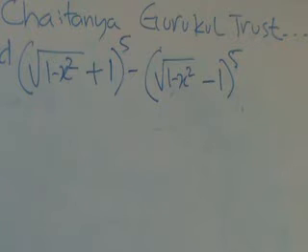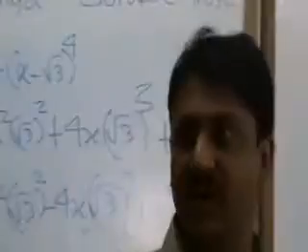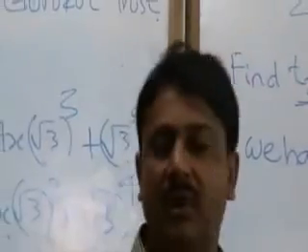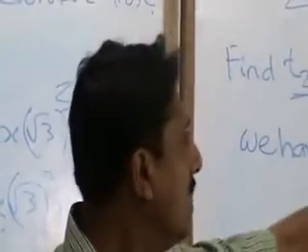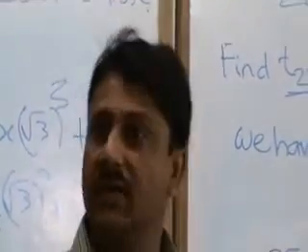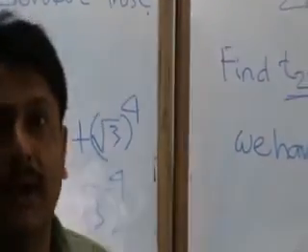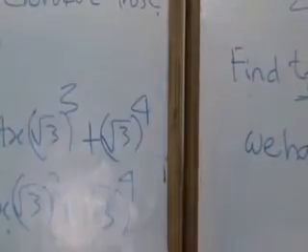Now we generally don't remember the expansion for 5. Up to 3 we easily remember: (a plus b) whole cube is 1, 3, 3, 1. We know that very clearly. Up to 3 it is very commonly known. Then 4 and 5 you have to write twice, and that's not advisable. So in this case, if it's to the power 5, then we will write it using nCr, that is 5C1, 5C2. So let us write that.